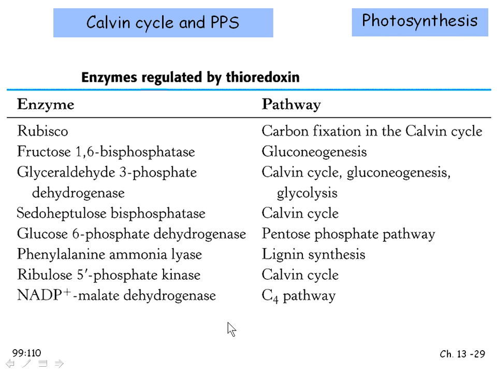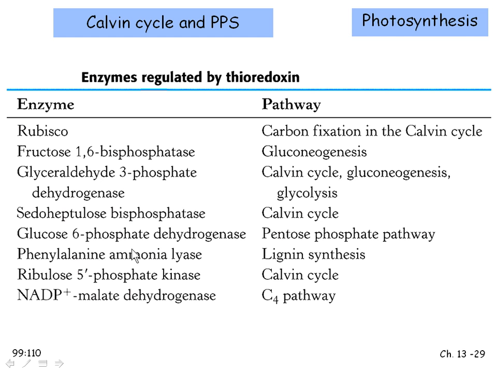We mentioned Rubisco. Fructose 1,6-bisphosphatase, we know from gluconeogenesis. That's the one that takes off one of the phosphates through the midpoint. Glyceraldehyde 3-phosphate dehydrogenase, it's part of a number of different pathways. Sedoheptulose bisphosphatase, you may remember that one's name from the pentose phosphate pathway because it's one of the very few sugars that has 7 carbons. Glucose 6-phosphate dehydrogenase, that is in fact one of the key enzymes in the pentose phosphate pathway.